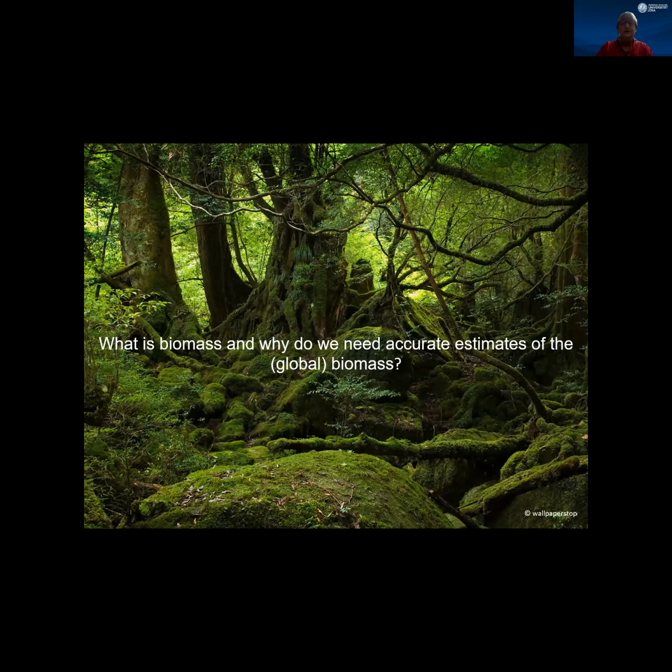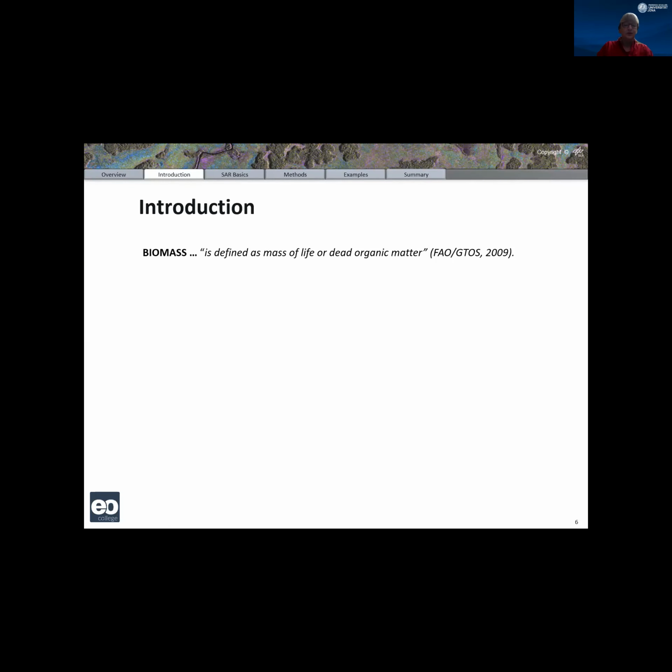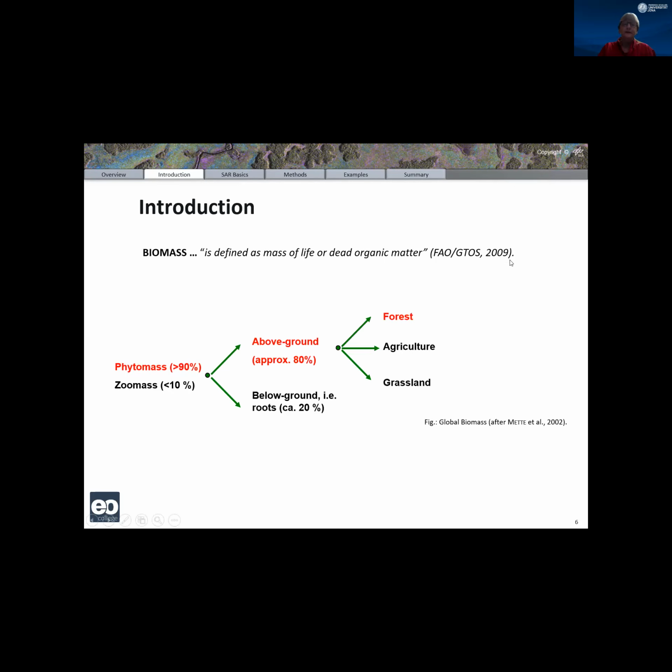So what is biomass? Why do we need to accurately estimate biomass locally or globally? There is a definition by the United Nations FAO. It is defined as mass of live or dead organic matter. Obviously biomass can also include zoomass, so fauna, but we are only looking at the phytomass. And what we observe with remote sensing is obviously only the above ground phytomass, so we can only estimate what is below ground. Here in this lecture, we are focusing on forest biomass, not on agriculture or grassland, but similar techniques that we apply to forest can be applied to agriculture or grassland. But obviously there we have another dynamic.